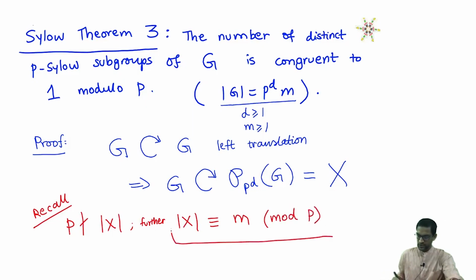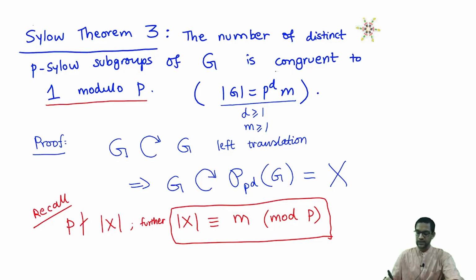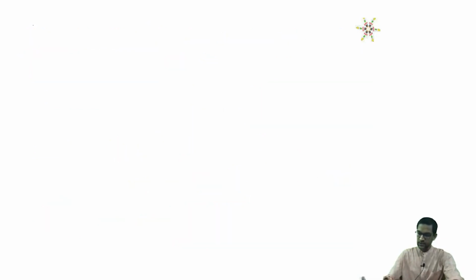Okay, so this little fact has never been used in its full power until now. We have only used the fact that the cardinality of X is not divisible by p. We have never used the exact congruence modulo p that the cardinality satisfies. Since this particular statement in Sylow 3 is a statement about something being congruent to something modulo p, it will turn out that this is exactly the fact that will play a role. Okay, so let's move on.